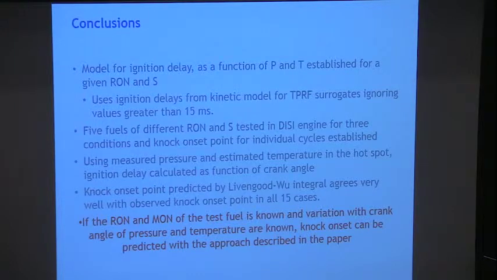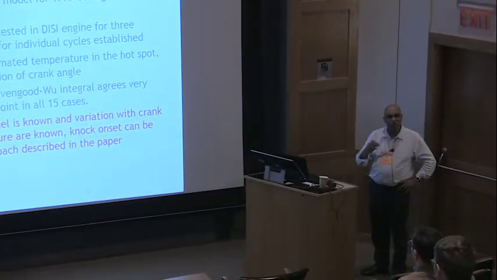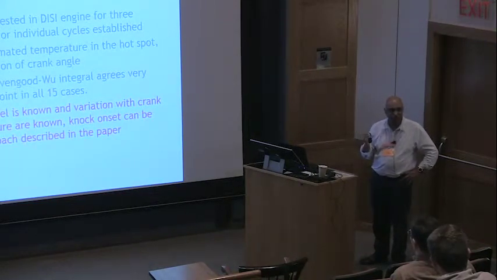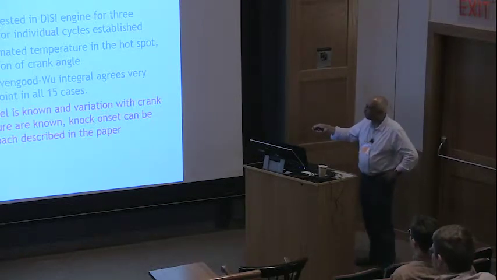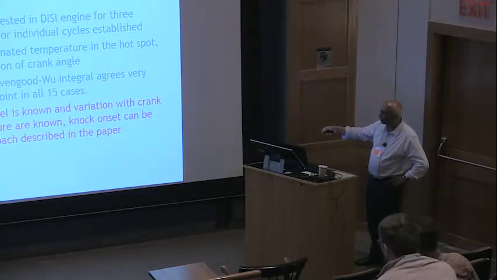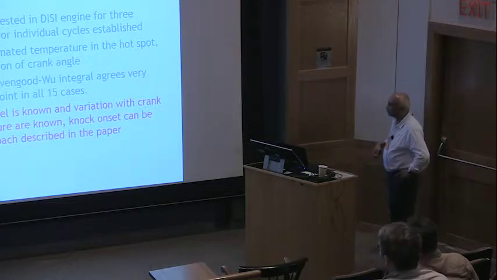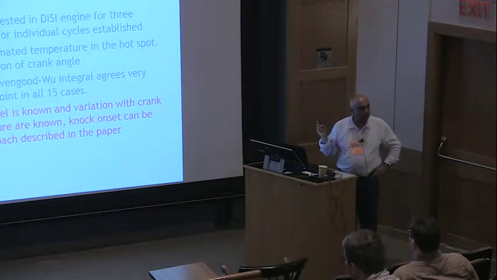So we have at least eliminated one big problem in this kind of calculation, because it's extremely difficult in a spark ignition engine to actually predict how pressure evolves, because you have to predict turbulent flame development, and from cycle to cycle, I showed you there are huge variations. But at least in this case, we used the measured pressure, and we estimated the temperature, and we predicted knock onset by using the Livengood-Wu integral, and we get extremely good agreement. So you can predict knock onset.